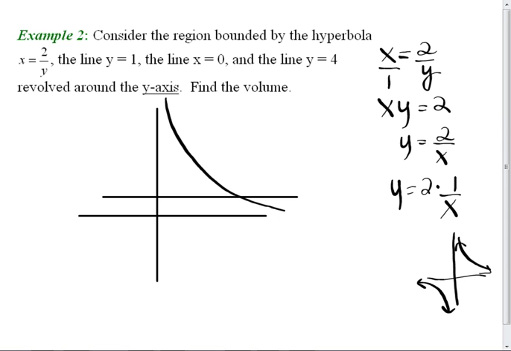And then it's also bounded by the line y equals 4. And the line x equals 0. So let me get my pen out and let's trace it. Okay, so we have this curve, x equals 2 over y. We have the line y equals 1, the line y equals 4, and we are going to take this region. So we're going to bound it by this line, this curve, this line, and this axis.